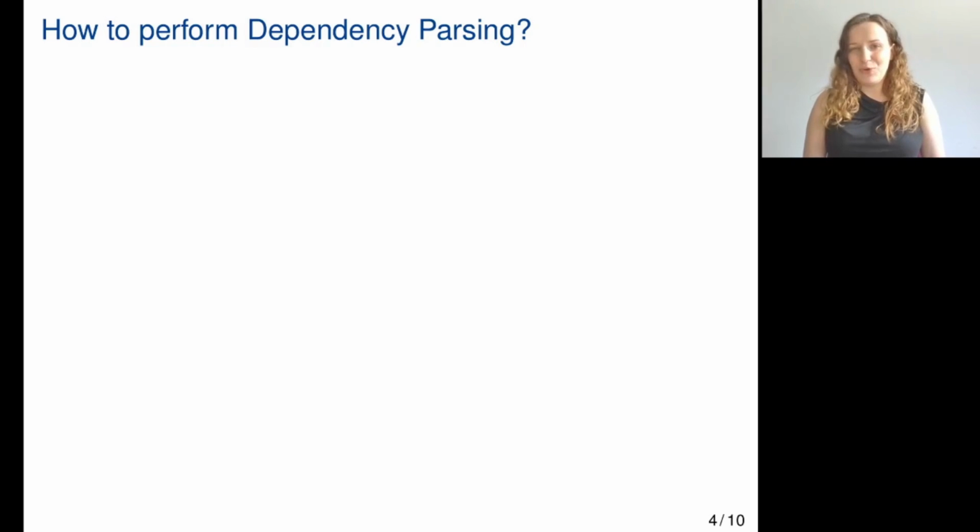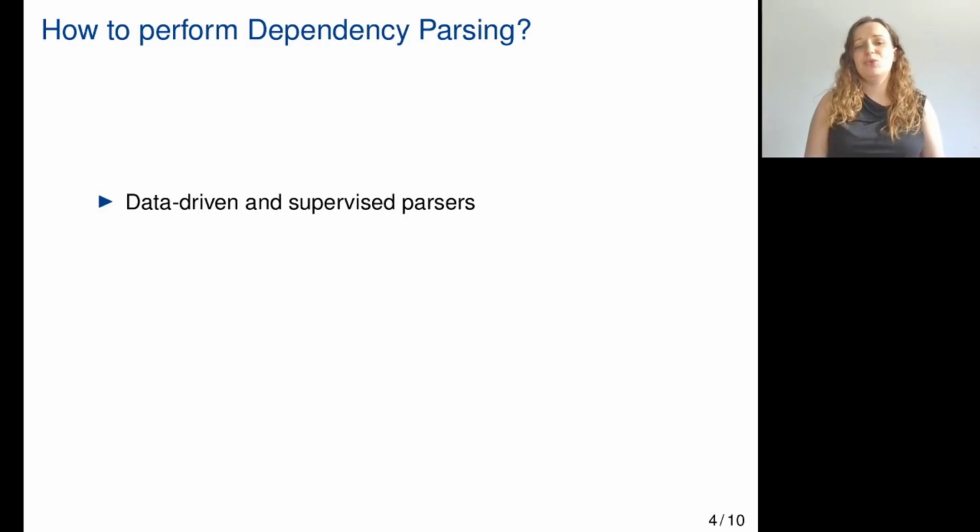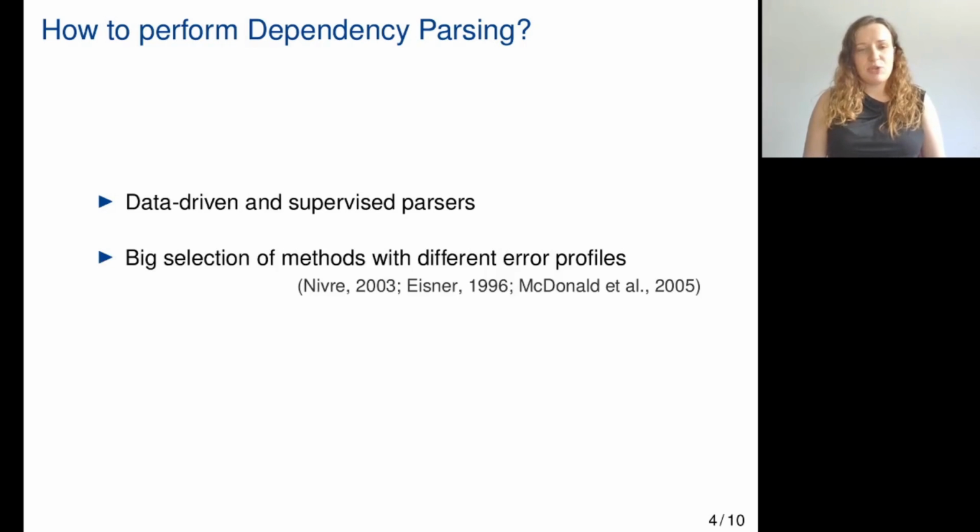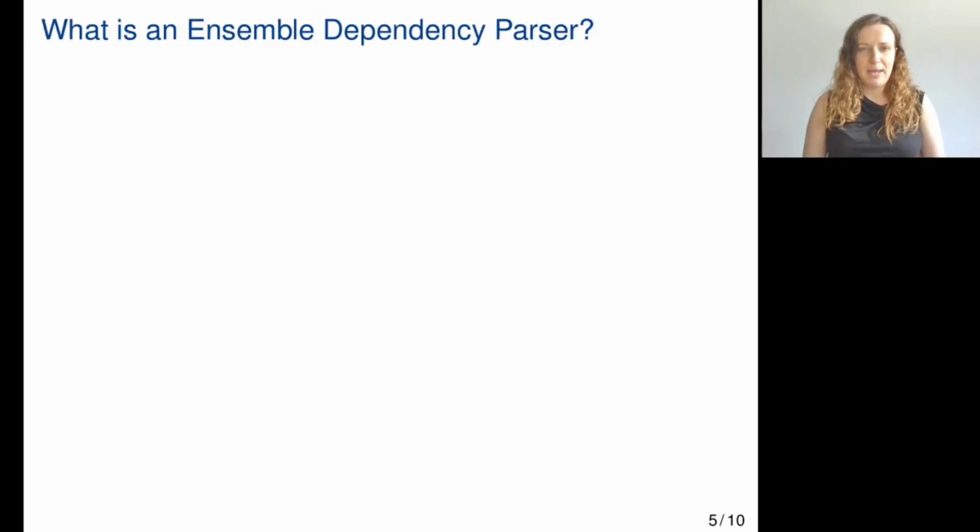So how to perform dependency parsing? In general, my thesis is focusing on data-driven and supervised parsers. And there is a big selection of methods with different error profiles, for example, behaving in a different way depending on the language they are processing.